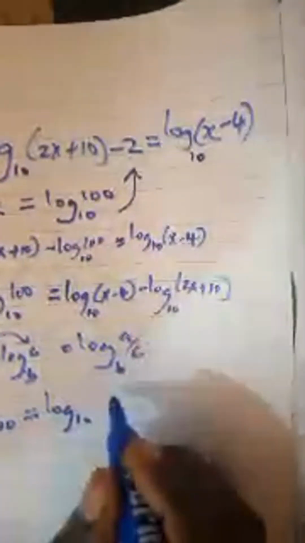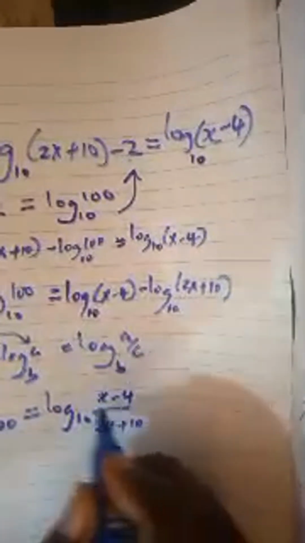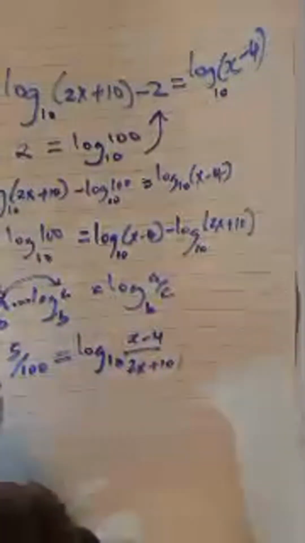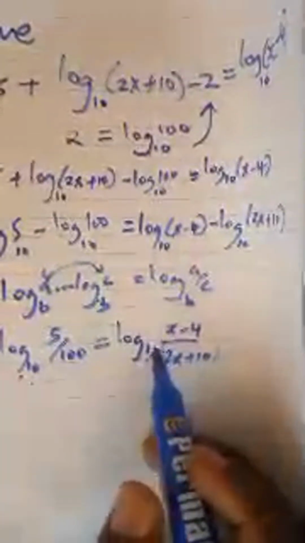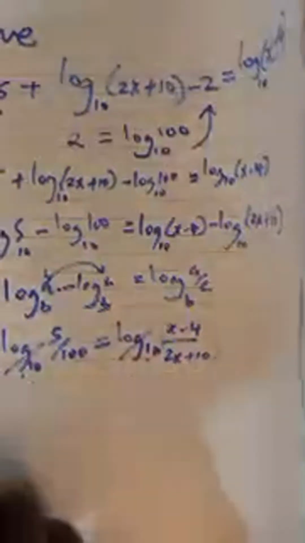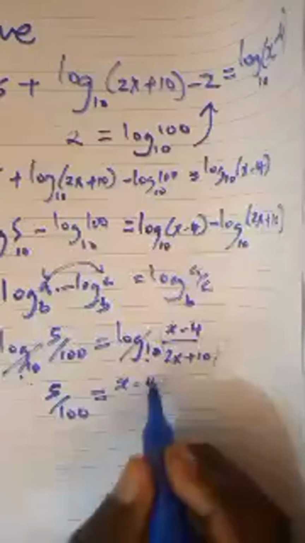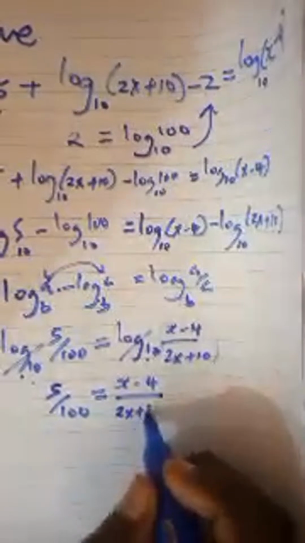log base 10 of (x minus 4) over (2x plus 10). So I've just divided. Now since I have log base 10 on this side and log base 10 on this side, they can cancel out. And then I'll remain with 5 over 100 should be equal to (x minus 4) over (2x plus 10).